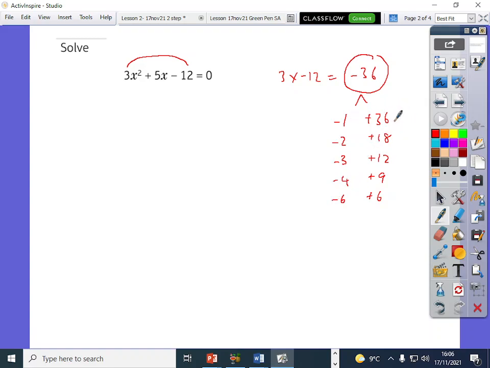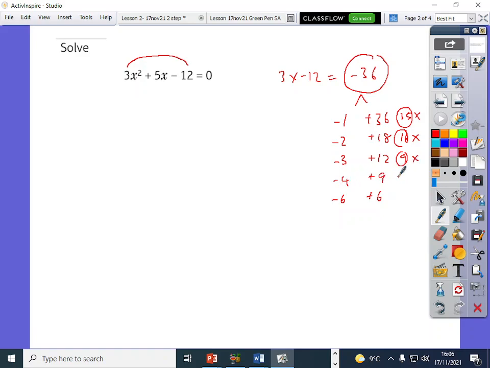Now if I add those together, I'll get 36 minus 1 is 35. That's not the one I need, I don't want that, I want to end up with a 5. If I add these together, I'll get 18 take away 2 is 16. No, that does not work. I've got 12 take away 3, which is 9. No, that does not work.